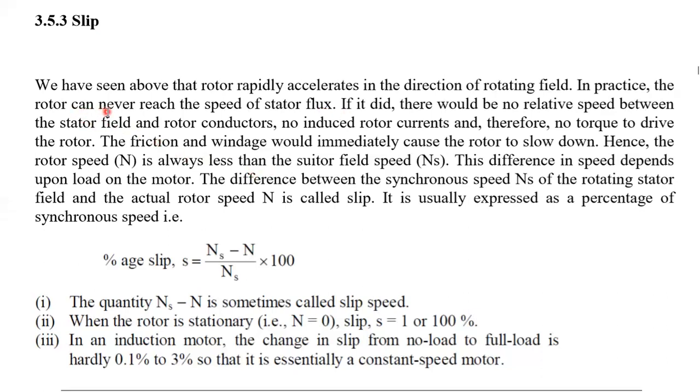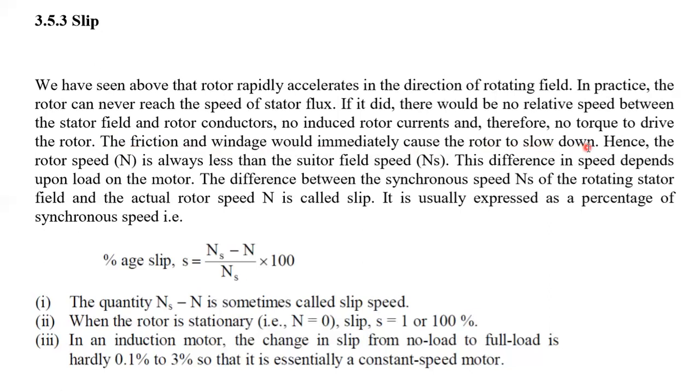The rotor can never reach the speed of the stator flux, that is, the stator rotating magnetic field. If it did, there would be no relative speed between the stator field and the rotor conductors. That means no induced rotor currents, and therefore no torque to drive the rotor. The friction and windage would immediately cause the rotor to slow down.